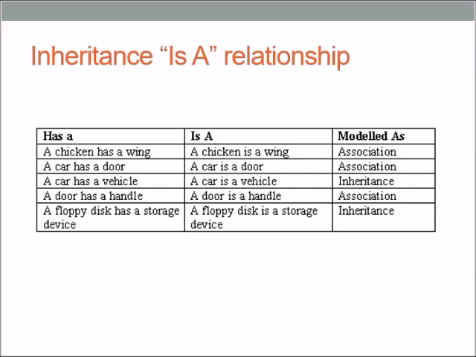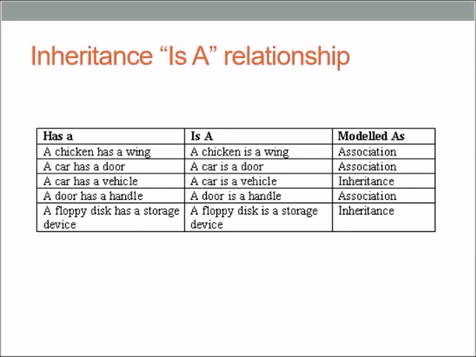So inheritance is a relationship, and that relationship is different than an association. So, for example, a chicken has a wing. That means that a wing is associated with a chicken. But a chicken is not a wing. So "a chicken is a wing" sounds ridiculous because a chicken is not a wing. So that's just an association.